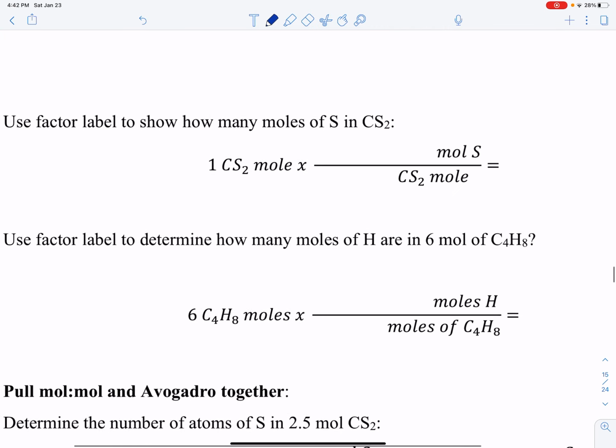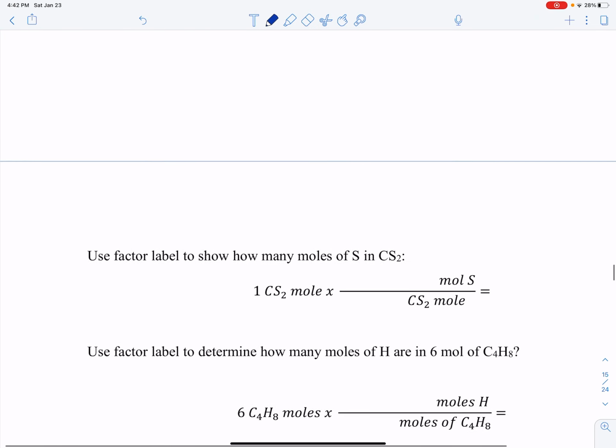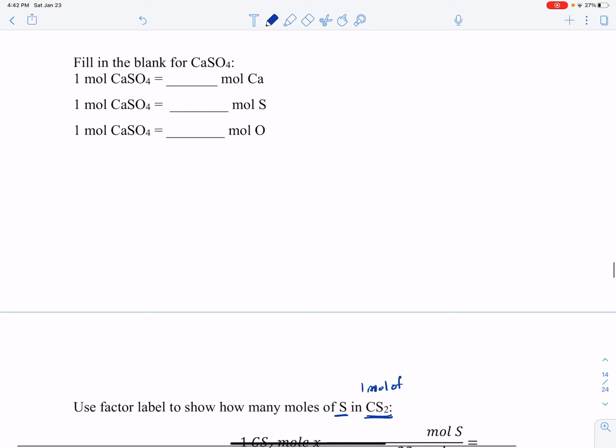And then we're going to use the factor label. So once you've practiced writing those ones in, you're going to use factor label, unit version, whatever you want to call it, to figure out how many moles of S are in 1 mole of CS2, and also how many moles of H are in 6 moles. So we already have it set up. You just have to fill in those little numbers, that little relationship, and do the math. And it's the same as all of these relationships up here.